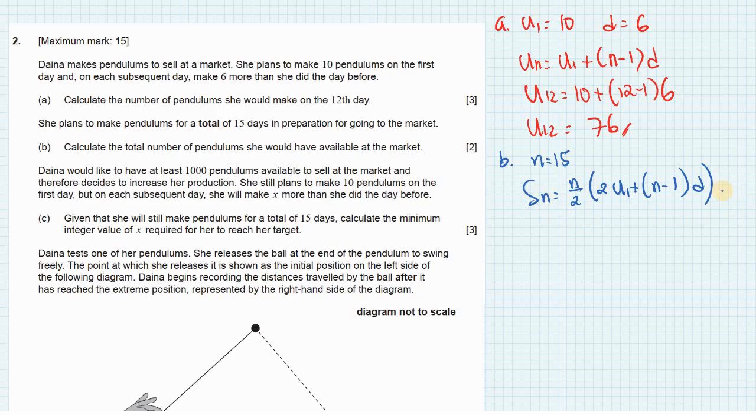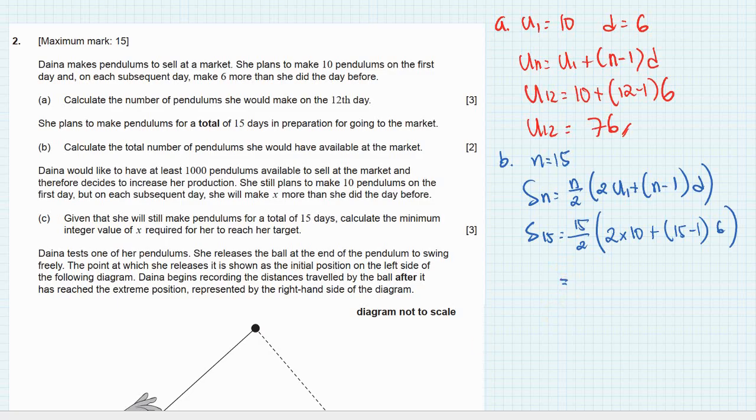You can find this formula in your formula booklet, so you do not need to remember it. Just understand the concept, that's way more important. So S15 equals 15 divided by 2 times 2 times U1, U1 is 10, so 2 times 10, plus n minus 1, n is once again 15, minus 1 times the difference, which is 6.